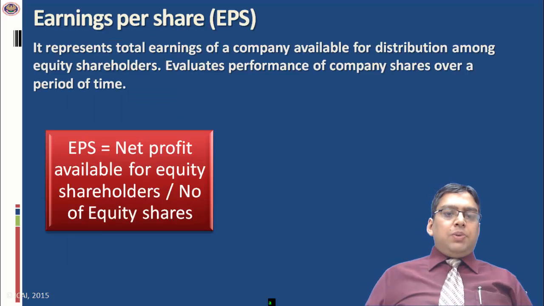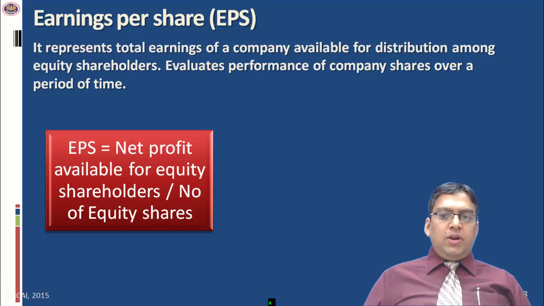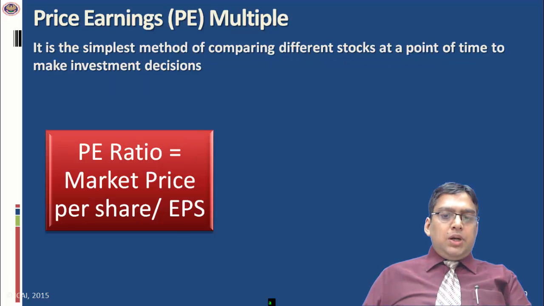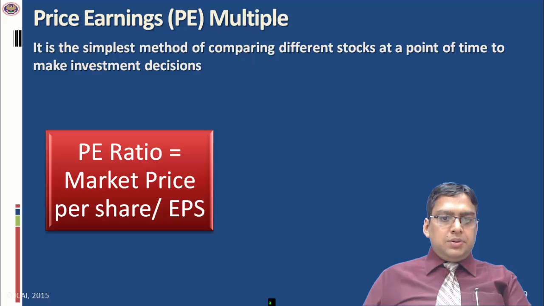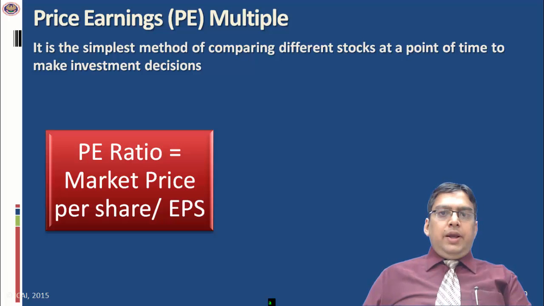First one is EPS. It represents total earning of a company available for distributing among equity shareholders, and evaluates performance of company shares over a period of time. EPS equals net profit available for equity shareholders divided by number of equity shares. And next is price earning multiple. It is the simplest method of comparing different stocks at a point of time to make investment decisions. That means market price per share divided by EPS, earning per share.